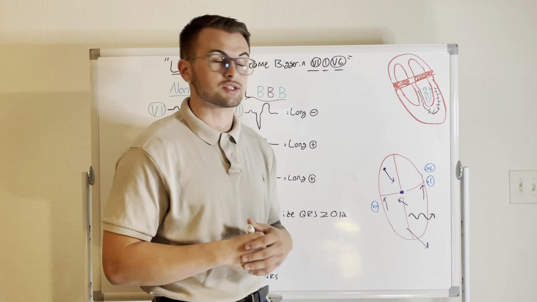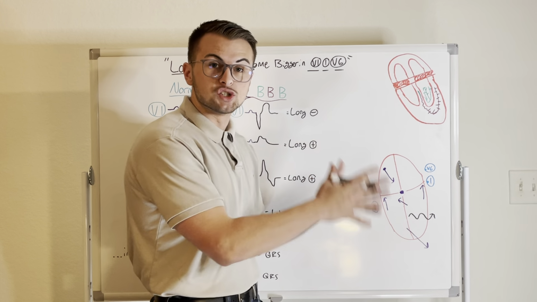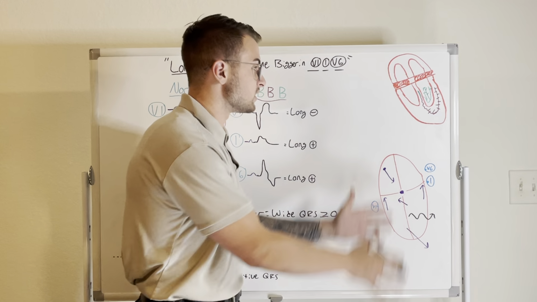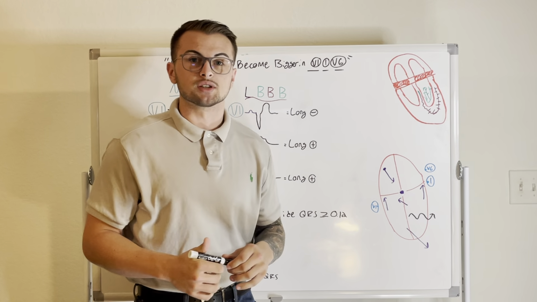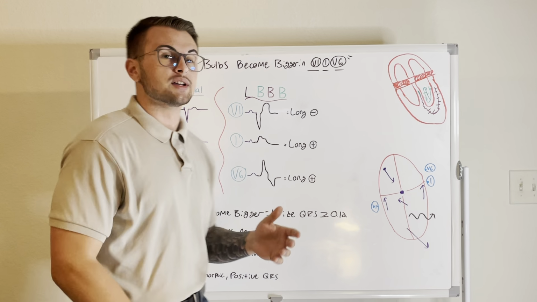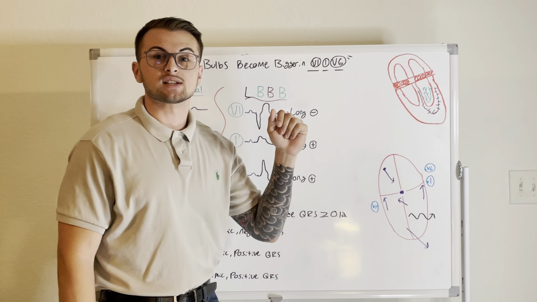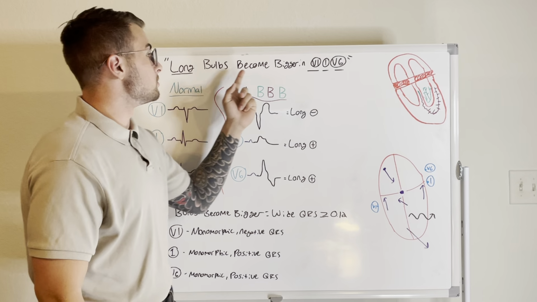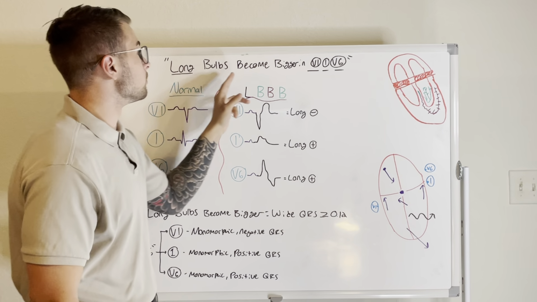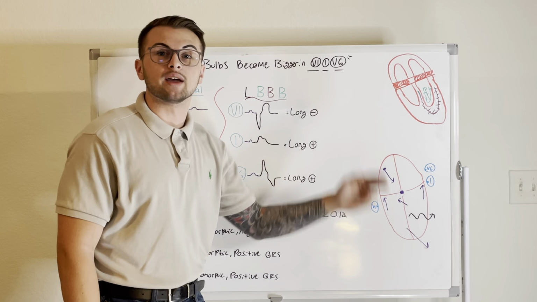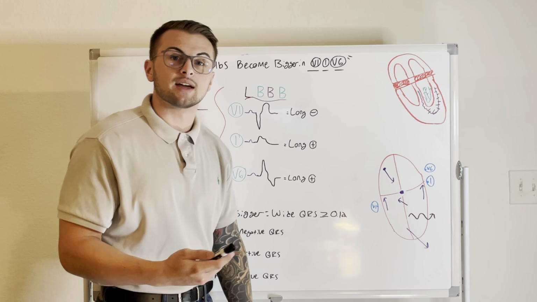So we need to remember this as we talk about our EKG changes today because this is the basis, and if we have a good understanding of this, then all of this will become very easy. So the phrase that we have to remember is LBBB in 116, or long bulbs become bigger in V1, 1, and V6. So let's break that down.